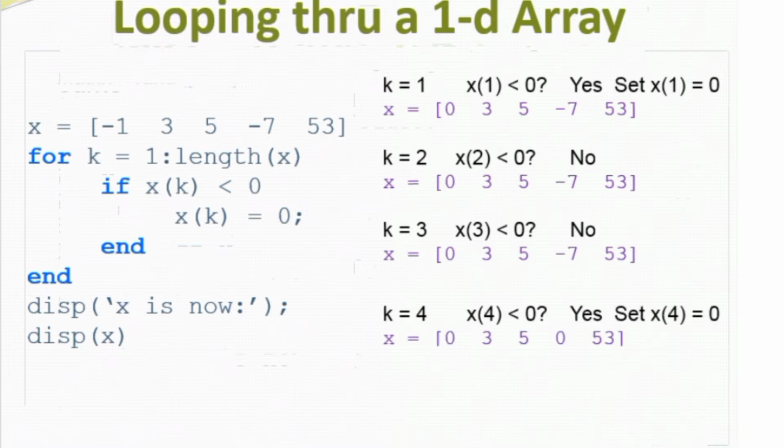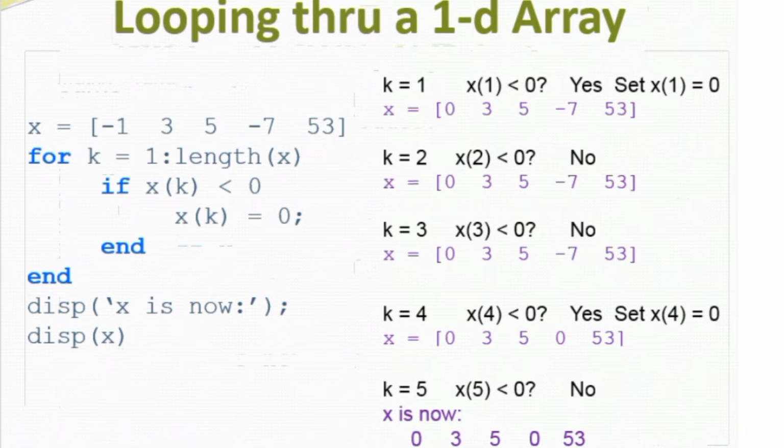Fourth time around, is x of 4 less than 0? Yeah, it is. It's minus 7. So again, I'm going to overwrite the fourth entry in x with a 0. Finally, fifth time around, x of 5 is 53. That's certainly not less than 0, so nothing happens to the fifth entry of x.